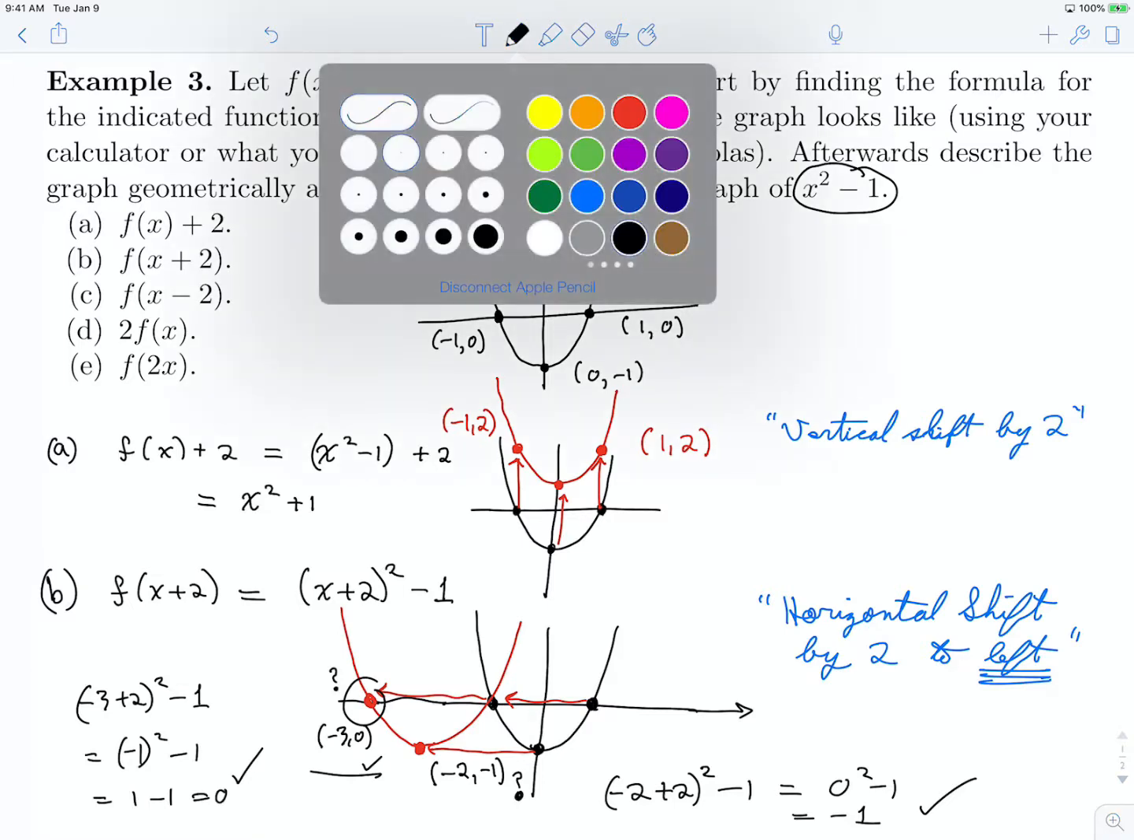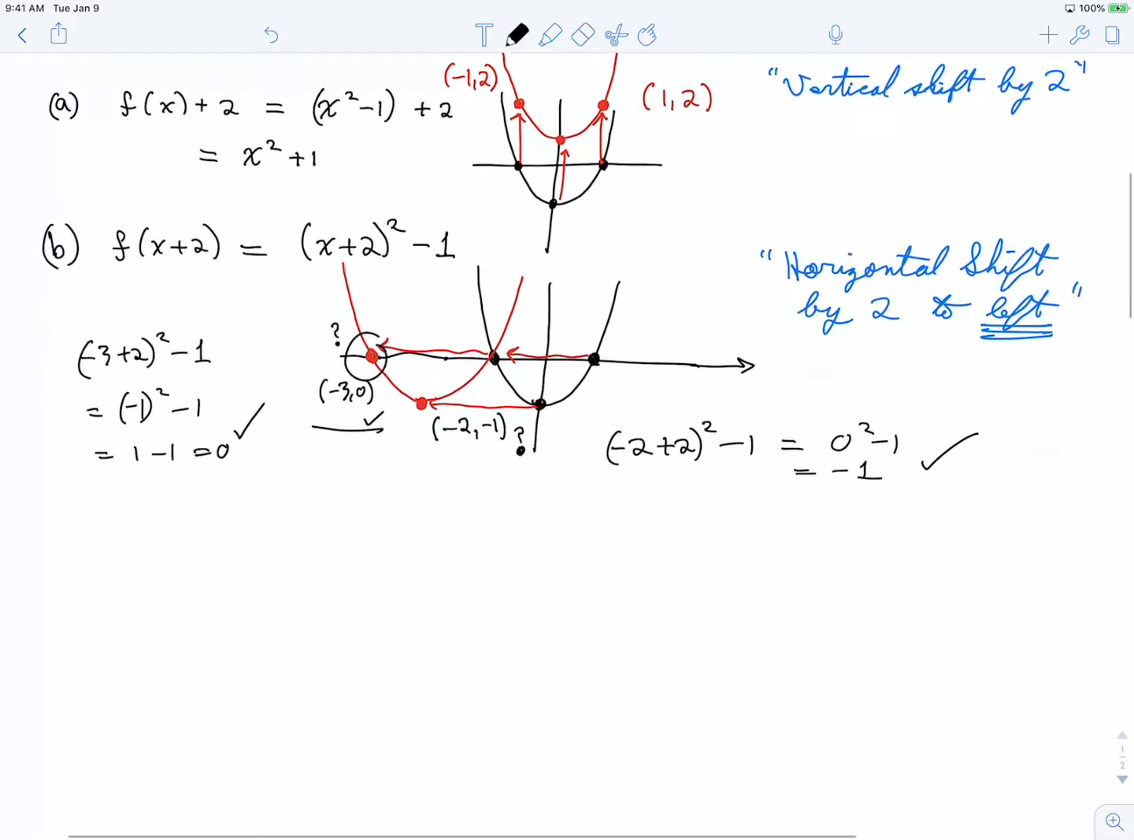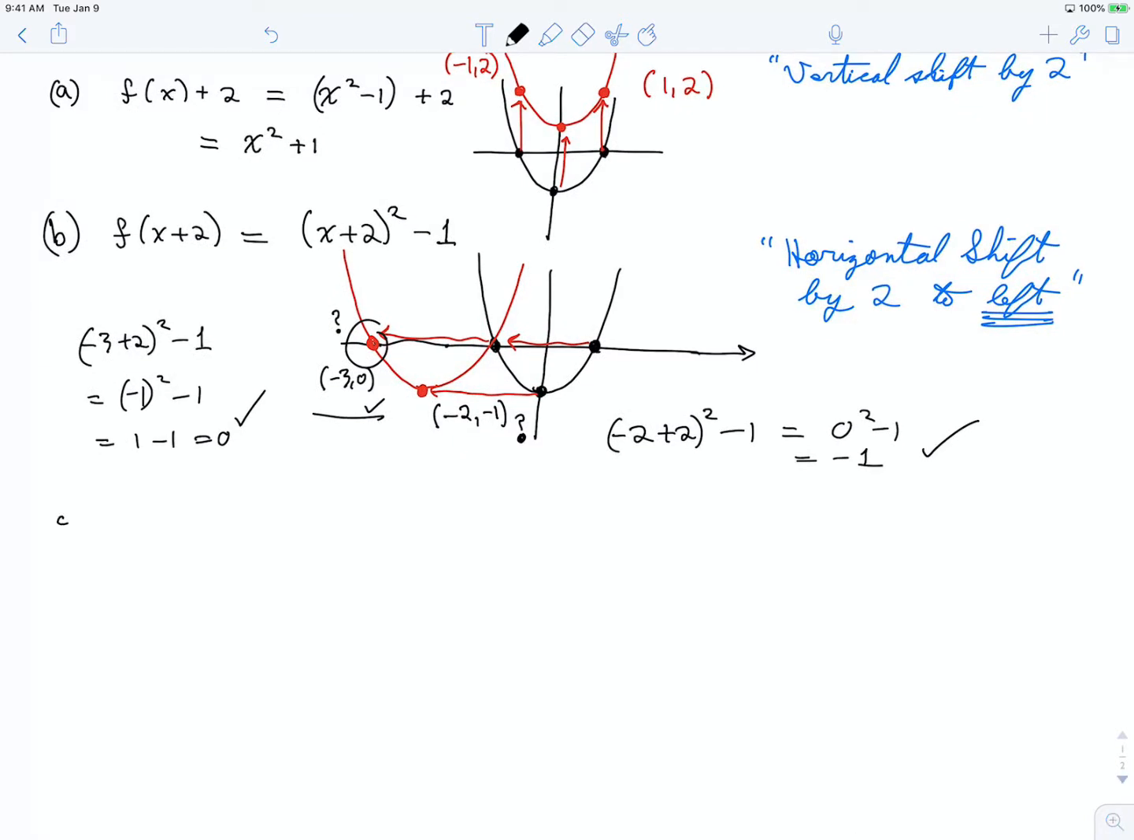You can already guess part C will be similar, but I'll go through it, and maybe I'll go through it a little bit faster. But this one is f of x minus 2 on the inside. So that's (x minus 2) inside parentheses squared minus 1.